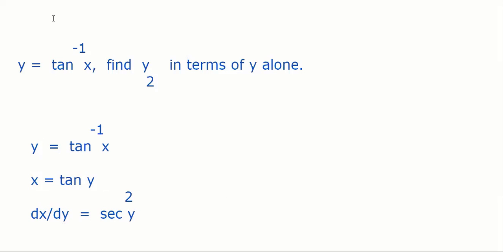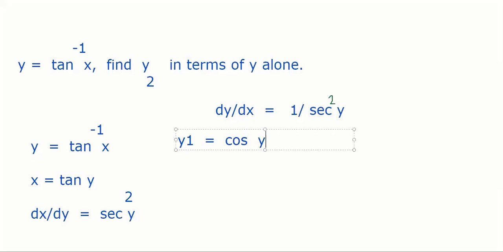Now can we take the reciprocal? Yes, sir. The reciprocal becomes dy by dx, which is 1 by secant square y, or we can say dy by dx is cos square y. So can I write it as y1? Yes, sir. y1 is cos square y. That is my y1 or dy by dx. Now it's very easy to find d2y by dx2, or y2.